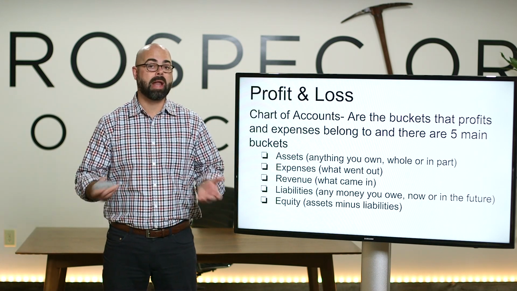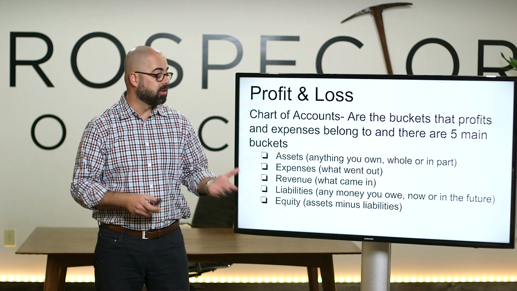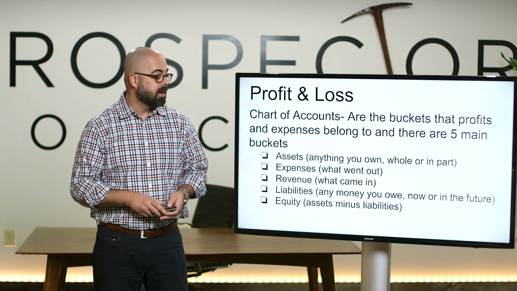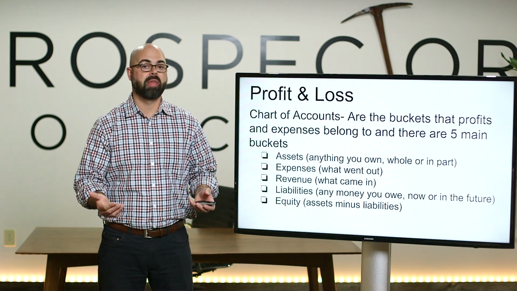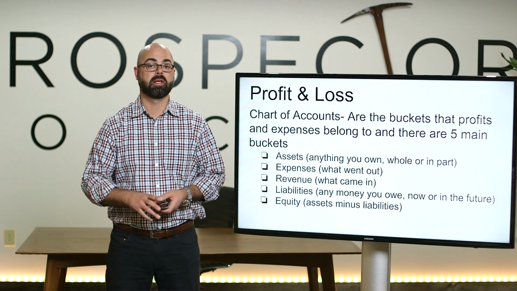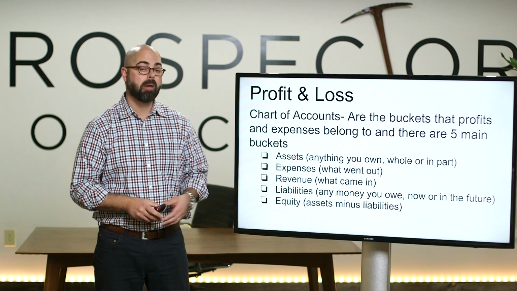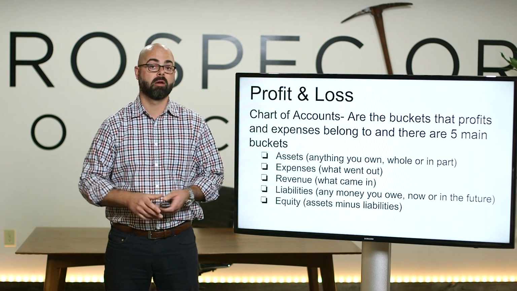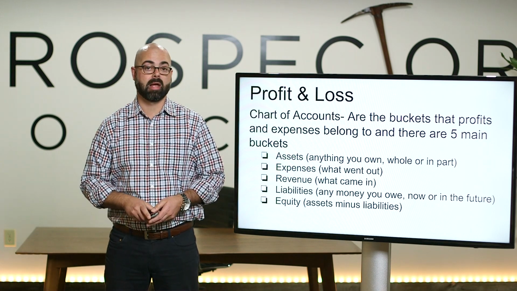Expenses, so what went out? Whatever period of time you're looking at, what went out during that period of time? Revenue, what came in? Liabilities, any money you owe now or in the future. A good example of that would be if you leased your office space and you're signed to, let's say, a 3-year lease on that office space. Whatever's remaining on that lease is a liability to your company because you're on the hook for that. And then equity, which is assets minus liabilities.